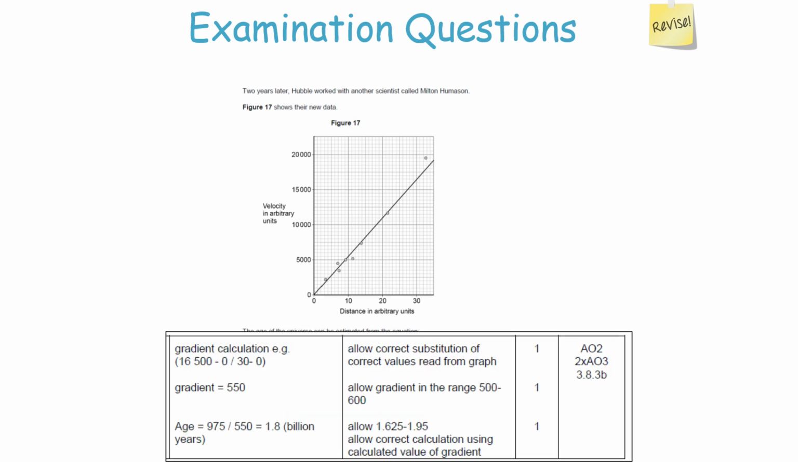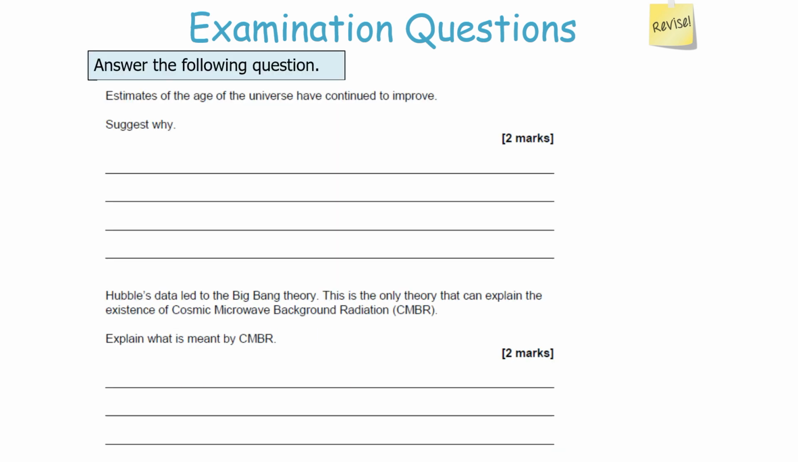Right, this is basically again just analysing data. So the first thing you need to do is draw a large gradient triangle on your graph, and you've got to actually draw the gradient triangle. Now gradient is the change in y divided by the change in x, so the answer should be between 500 and 600. You then plug that value into your equation given in the question, so 975 divided by 550 is 1.8 billion years.